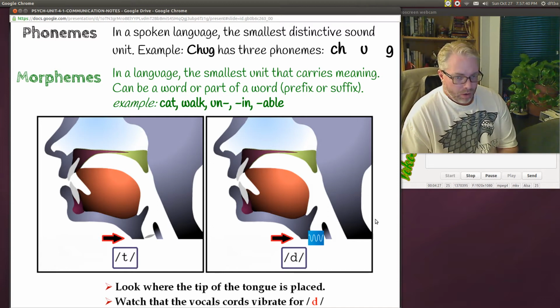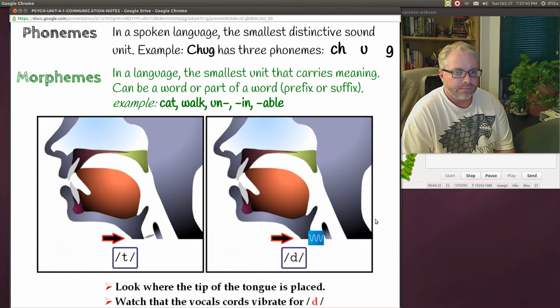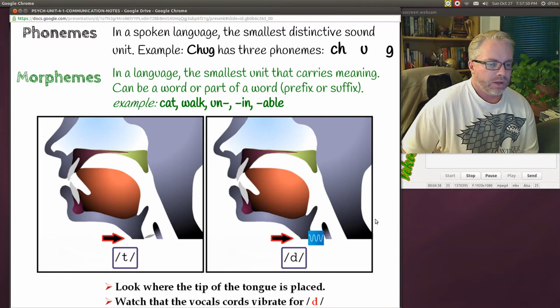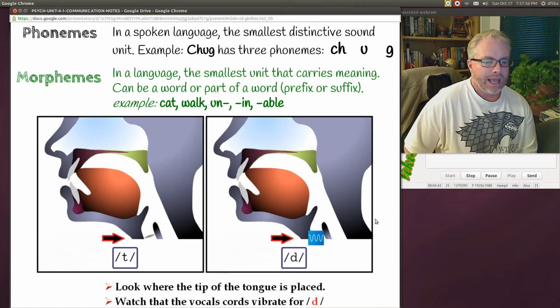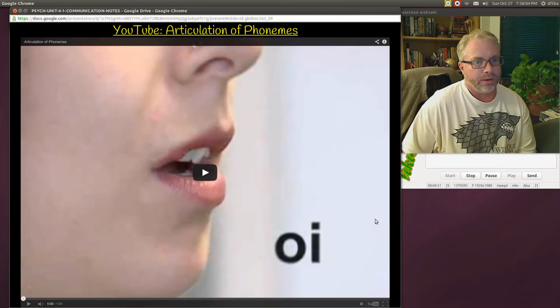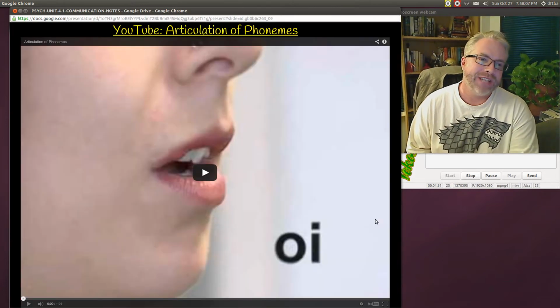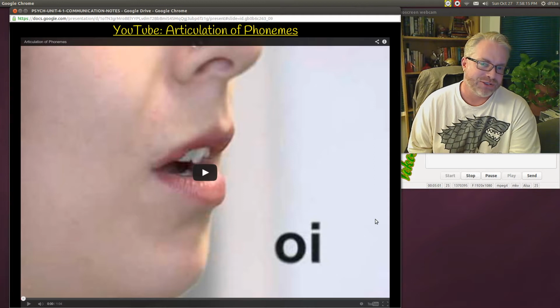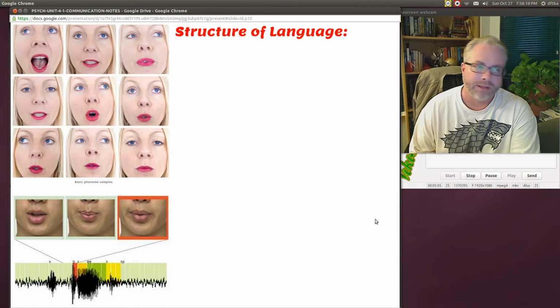So this can be a small word or a prefix or suffix, like cat, walk, in, or able. And if you look at the bottom there, you're going to see where the tip of the tongue is placed for T, and where the vocal cords will vibrate for D. If you get my picture there, you see how I'm doing that. This person will take you through the articulation of phonemes. It's very interesting to watch her speak with her mouth moving and saying the different phonemes. They sound strange when you're just saying phonemes instead of the words that make them up.